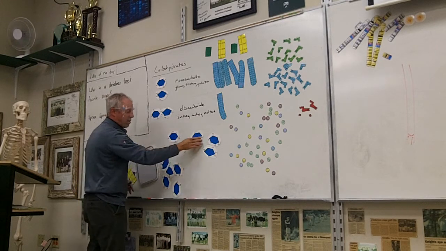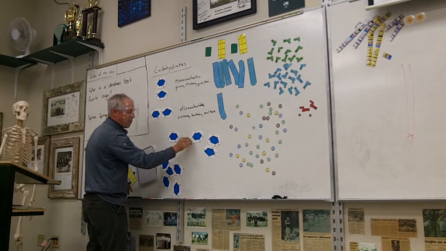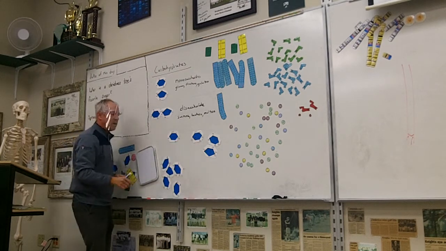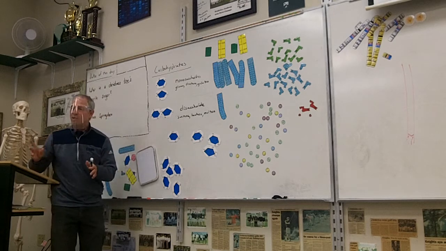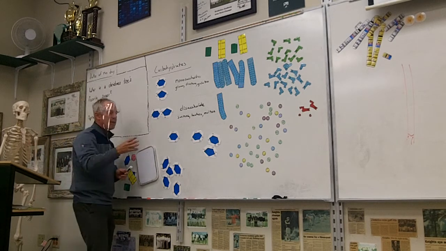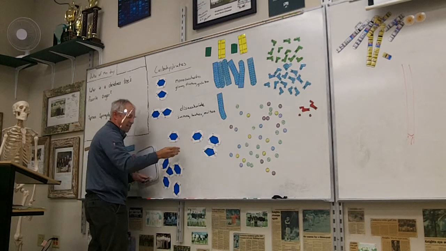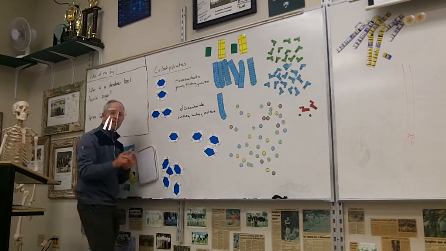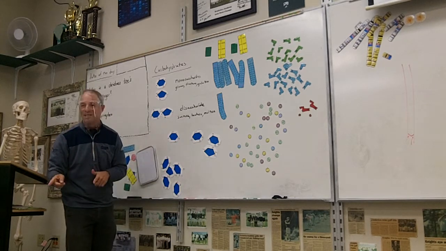Here's a glucose molecule. Here's another glucose molecule. Now, we have 2 types of reactions that you need to know. You have what's called a condensation reaction. It's also known as dehydration synthesis.